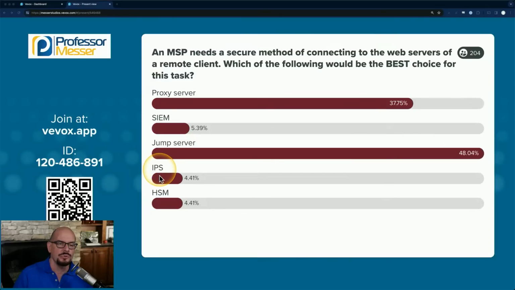We've got IPS, an intrusion prevention system. We've already talked about IPSs today. We know that an IPS is designed to look for vulnerabilities, someone attacking those vulnerabilities, and be able to stop that traffic before they're able to exploit that vulnerability. In this case, securely connecting to a server doesn't have anything to do with stopping an exploit of a vulnerability, so it would not be an IPS.